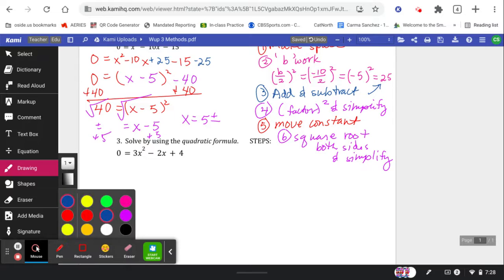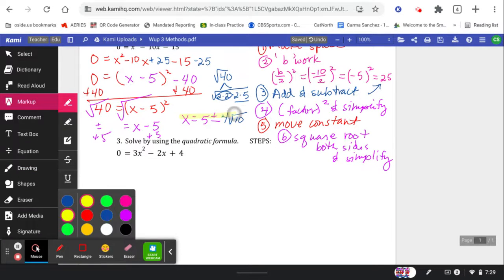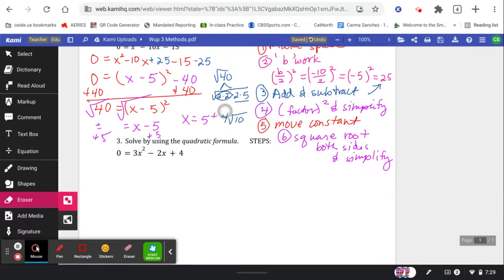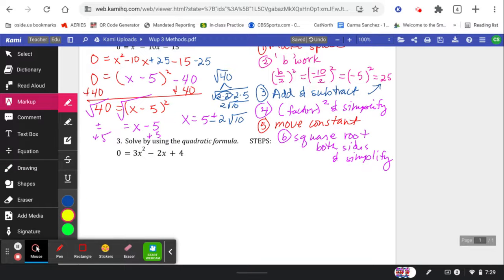Well, how am I going to simplify this root 40? Break it down into 4 times 10, or 2 times 2 times 2 times 5. A 2 is going to come out. No more pairs. The 10 stays in. Here's my final answer. 4 root 10 plugged in for the root 40. Oops, sorry. Did you guys catch the error? 2 comes out. Root 10 stays under. So it's 5 plus or minus 2 root 10.